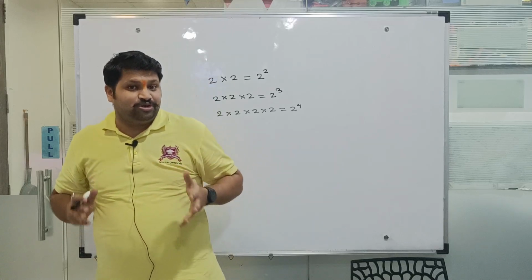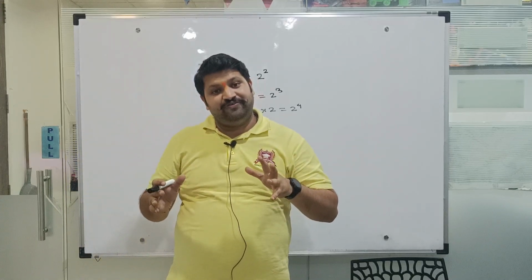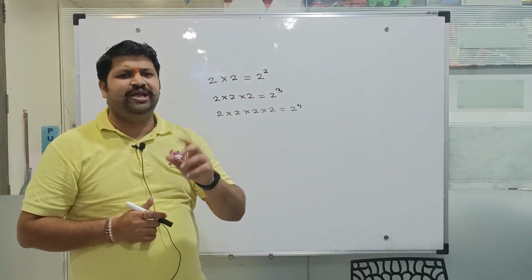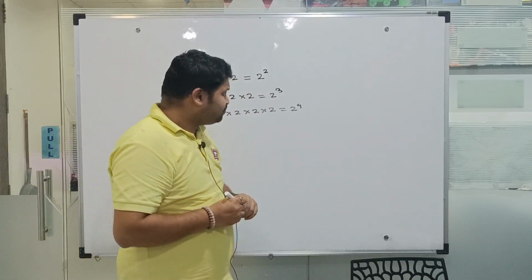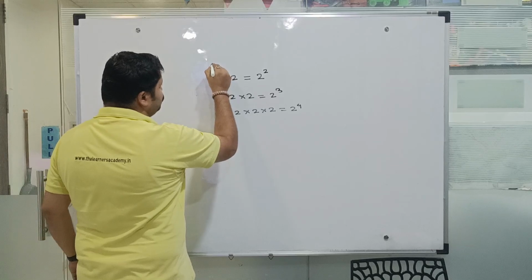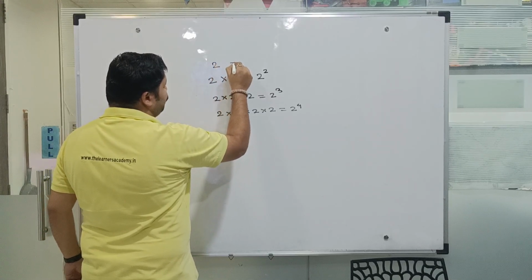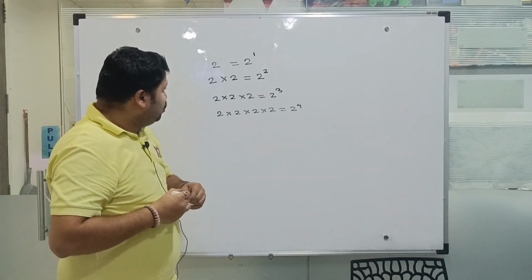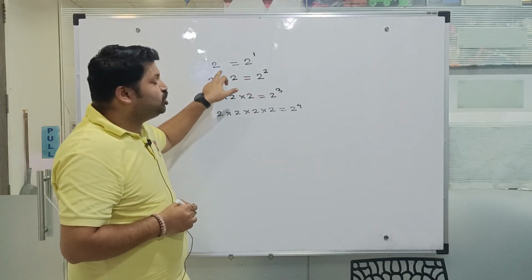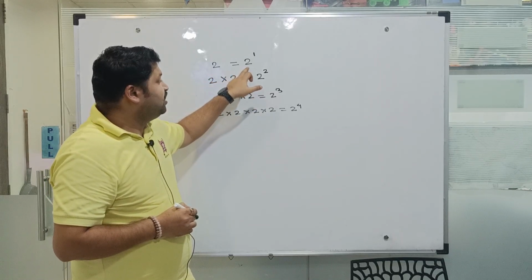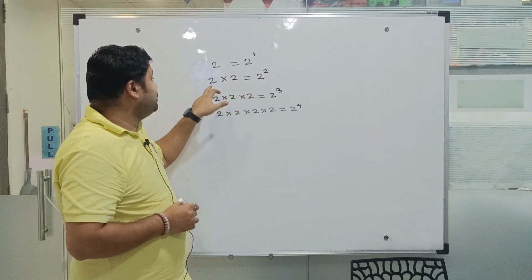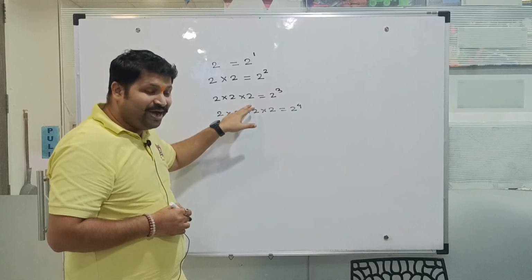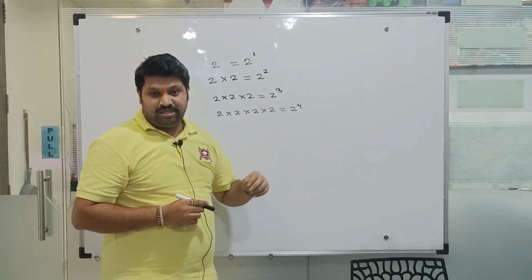Now this was what happens after we multiply it by itself. What if the number is not multiplied by itself? If the number is just itself, then what would be the index? It's a very crucial thing to know. So any number, say 2 in this case, will always be written as 2 to the power of 1. So the index of just the number itself is 1. If the number is multiplied by itself twice, the index would become 2. If the number is multiplied by itself 3 times, the index would become 3.